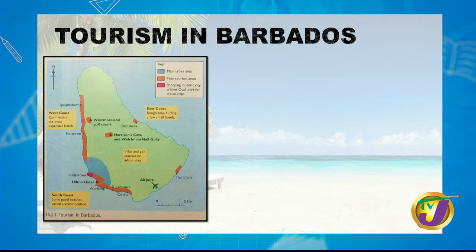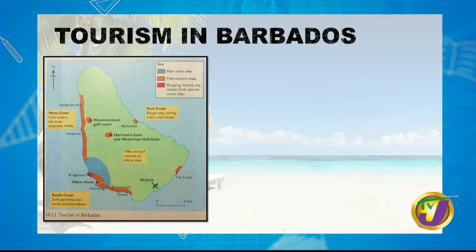Highlighted is a map of Barbados, and I want you to pay attention to the key. The areas highlighted blue show the main urban area of Barbados, and that would be Bridgetown. Those areas highlighted orange would be the main tourist areas. We refer to them as resort towns or resort areas. Those highlighted pink, which is just this small dot in Bridgetown, is where you'll have shopping villages, historic sites, sporting facilities such as the Oval Park.